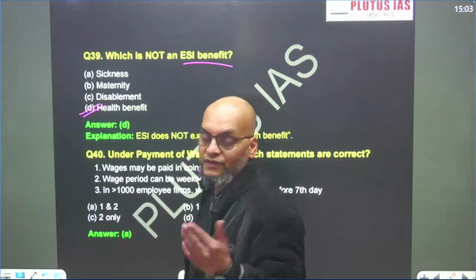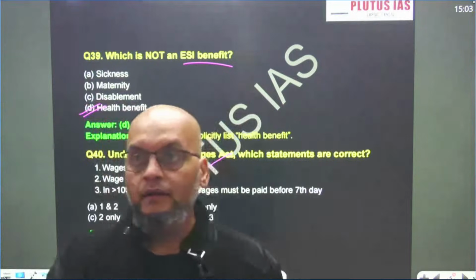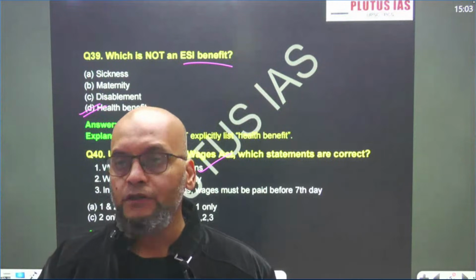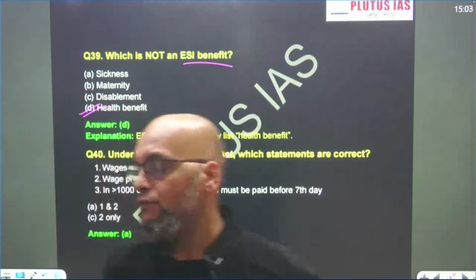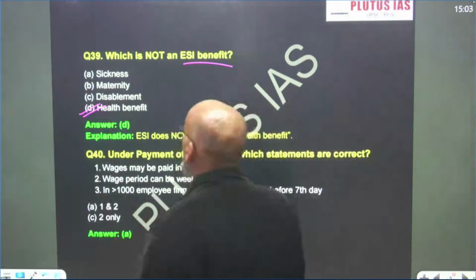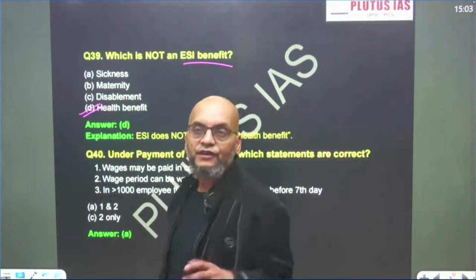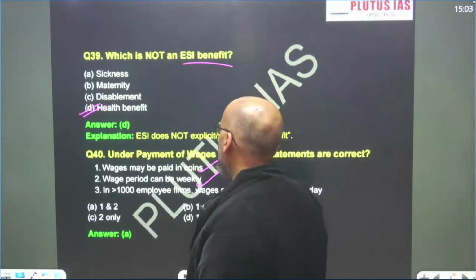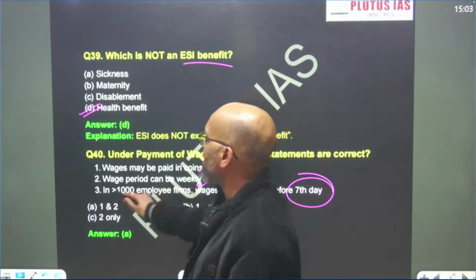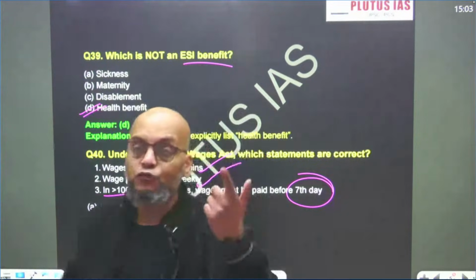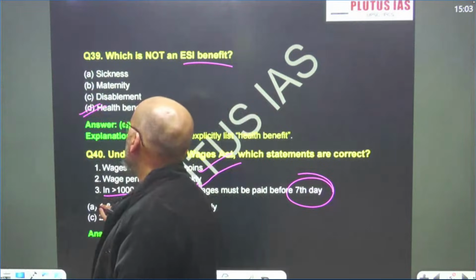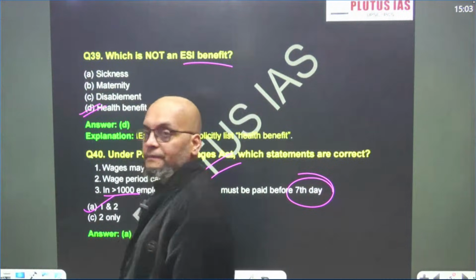If you see, there is a legal condition attached to it, all the payments of 2000 or less can be done in coins. Okay, so wages can be paid in coins, it is acceptable. Then wage period can be weekly, every week you can pay, this is also correct. Third is, in greater than 1000 employee firms, wages must be paid before 7th day. No, there is no such thing that the firm has to be greater than 1000. This clause is not there. So option A, which is 1 and 2, is the correct option. Right, guys?